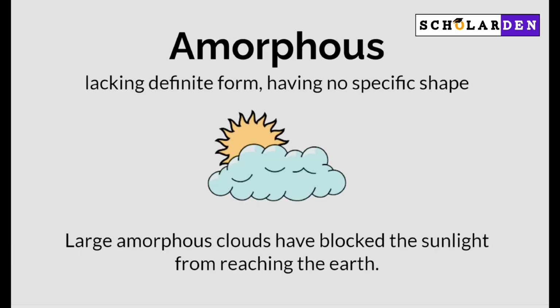Amorphous, lacking definite form, having no specific shape. An example, large amorphous clouds have blocked the sunlight from reaching the earth. Or you might say, the architect had some ideas about the design of the house, but they were still amorphous. So you could even say the ideas haven't taken shape, so to speak.